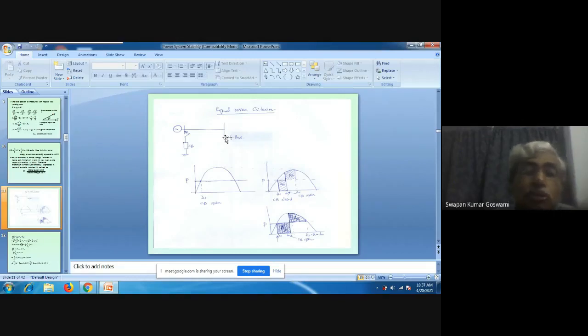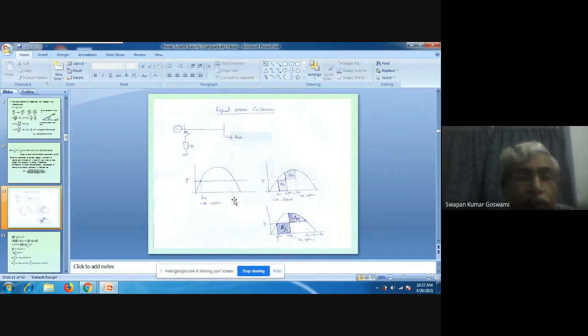Now, assume that the generator was running at steady state, the power system was at steady state, and it was delivering some power to the system. Some power was being transferred from the generator to the system. How much is that power? To explain the situation, let us draw the power angle curve of this generator. Say this is the power angle curve. Power angle curve means P versus delta.